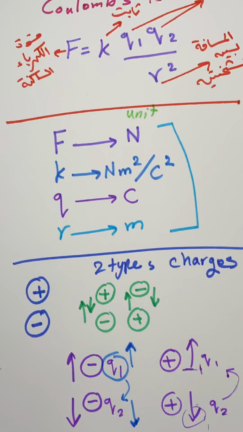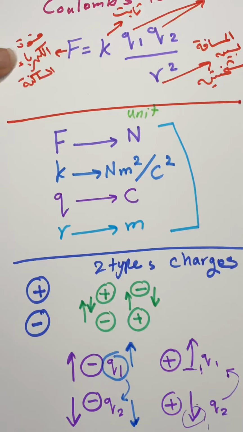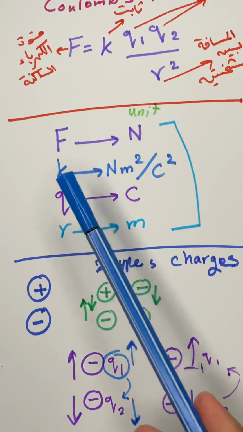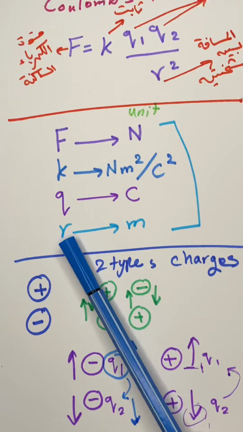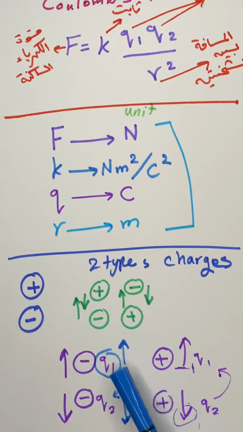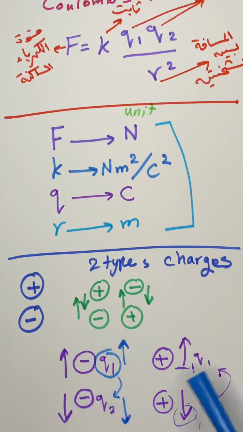Okay, those are the most important things that you have to know on the electric force. You have to know Coulomb's law, the electrostatic force, and each quantity: this is the force, this is a constant, this is a charge, and this is the distance between the charges. And you have to know there is a plus and minus charge, when they will attract each other and when they will repel each other.